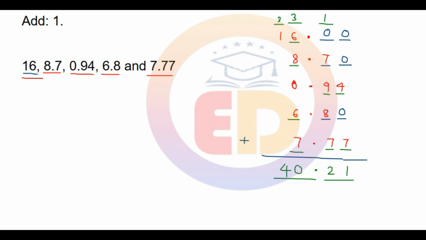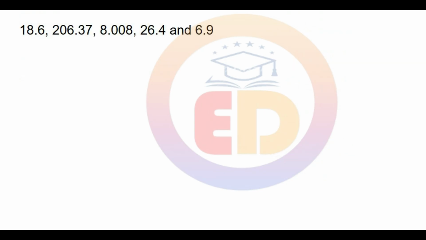The process is simple, but just don't make any silly errors in the real exam. Let us add 18.6, 206.37, 8.008, 26.4 and 6.9. Let's write down all the decimal numbers. 18.6, then you write the next number 206.37. Remember, the decimal point should come just below the decimal point. So the whole number part 206 will be written here, 206. Put the decimal point below the decimal point and then write 37.